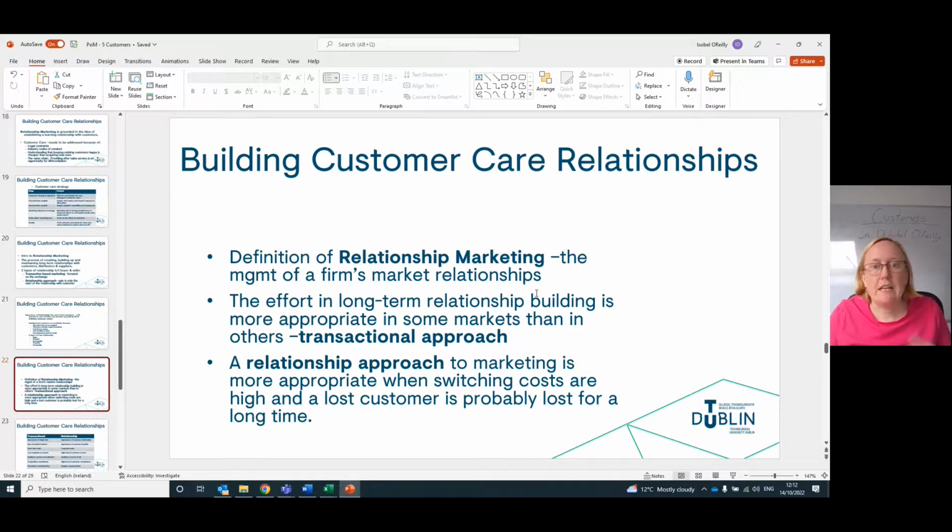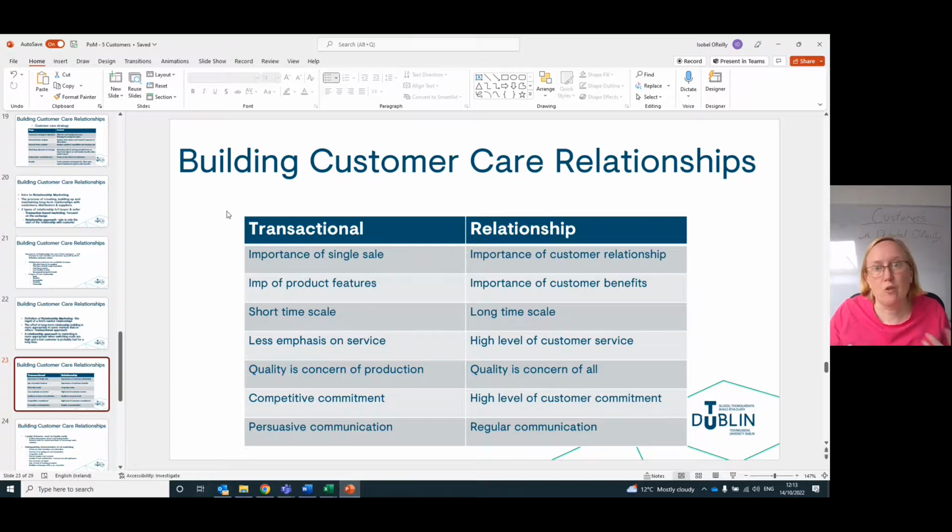So, we talked about that. The relationship approach to marketing is more appropriate when switching costs are high and a lost customer is probably lost for a long time. So if IKEA switch to buying from another nut and bolt maker, they're not just going to come back to us next week. That's probably a big customer. They were probably spending tens of thousands or millions even, depending on how big the contract is, with us on an annual basis. And because it's that partnership approach, it takes a long time to switch, and they're not coming back for a long time. They're going to lock into probably a 3-year deal, perhaps, with whoever they've switched to.